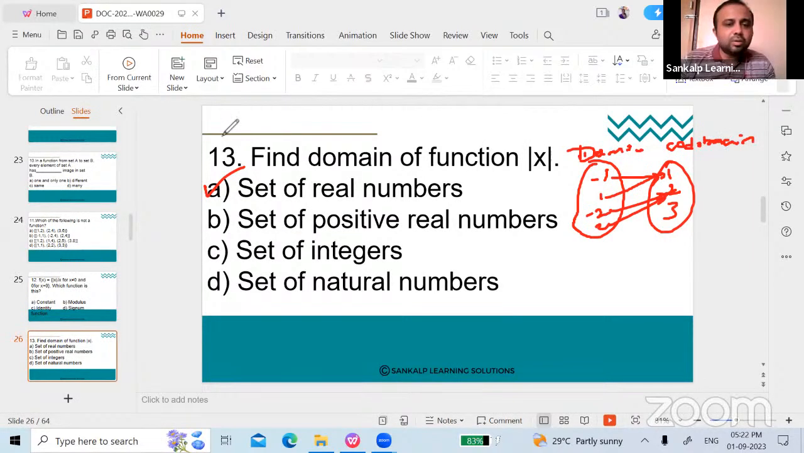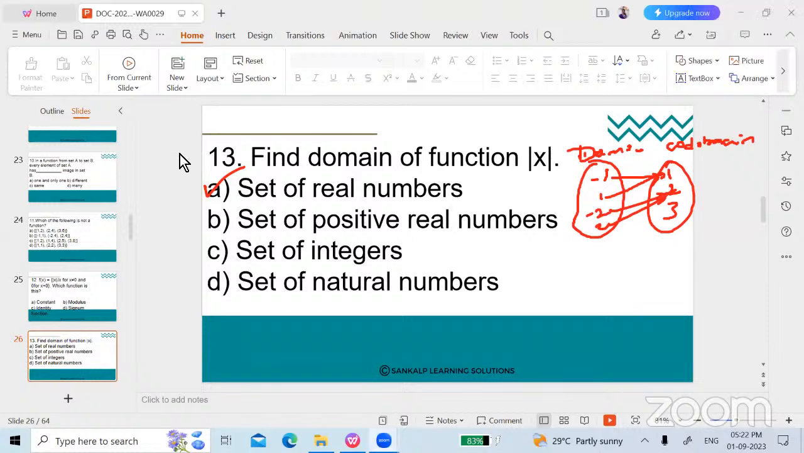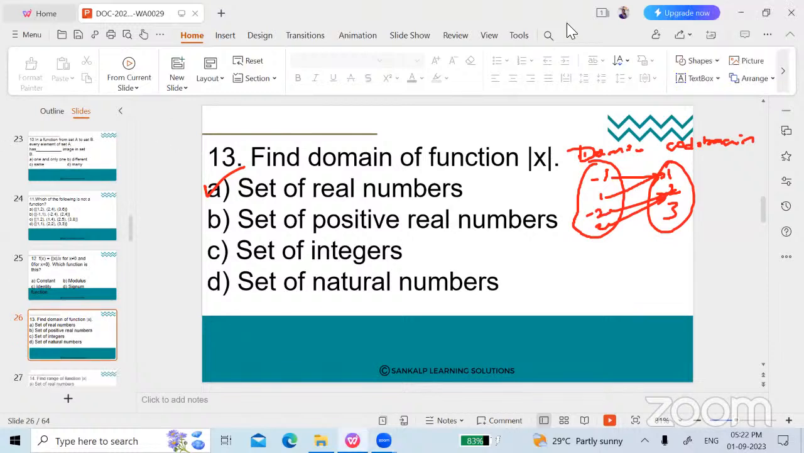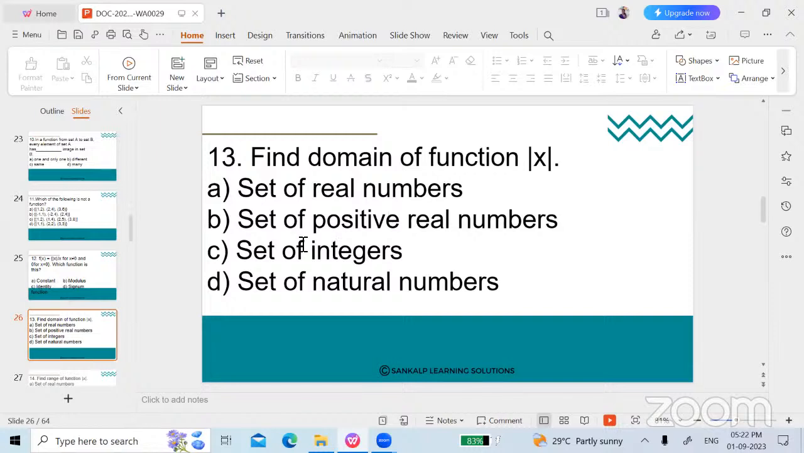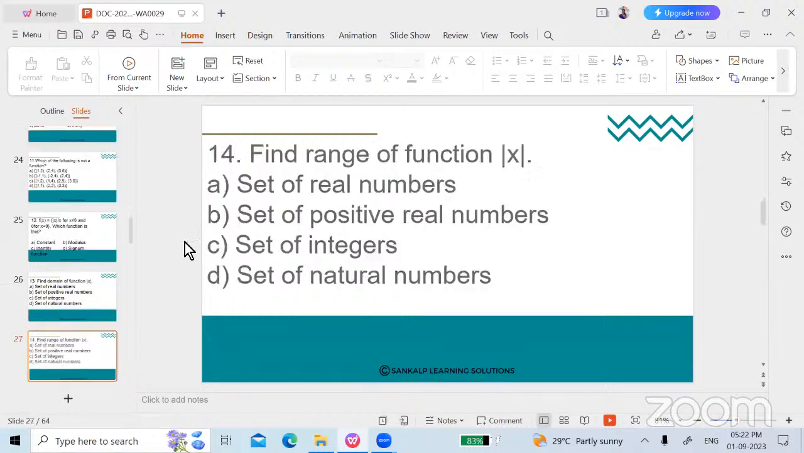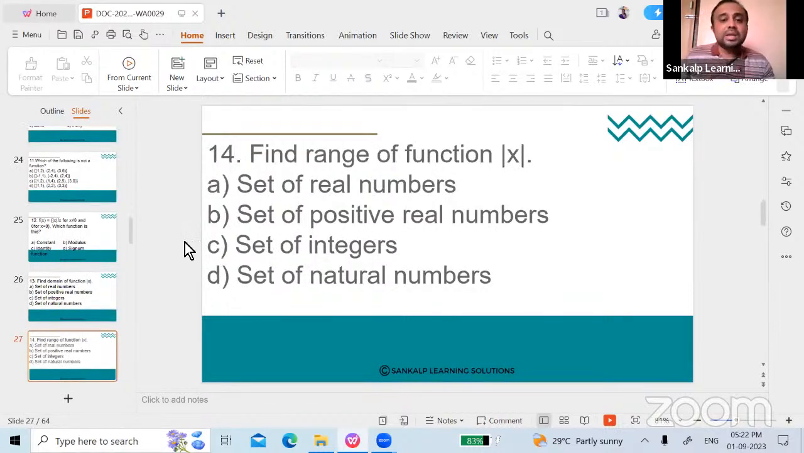Please note it down, and then we'll move to the next question. Next, find the range of the function mod x, please.